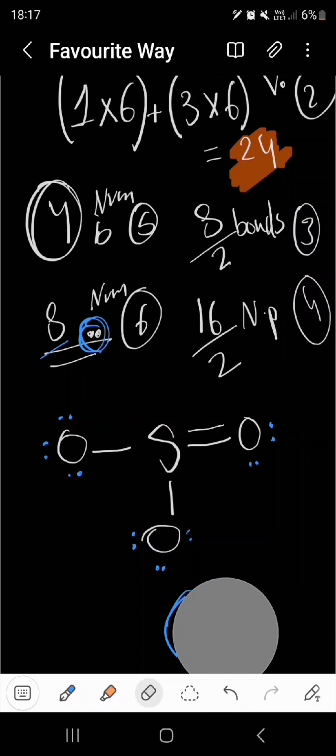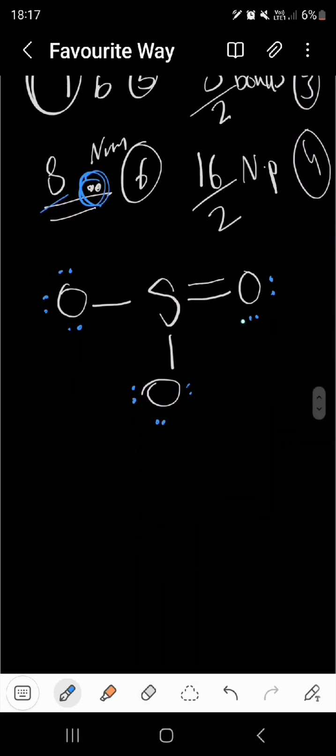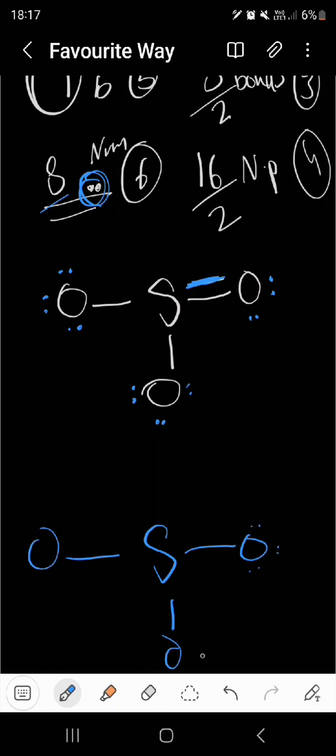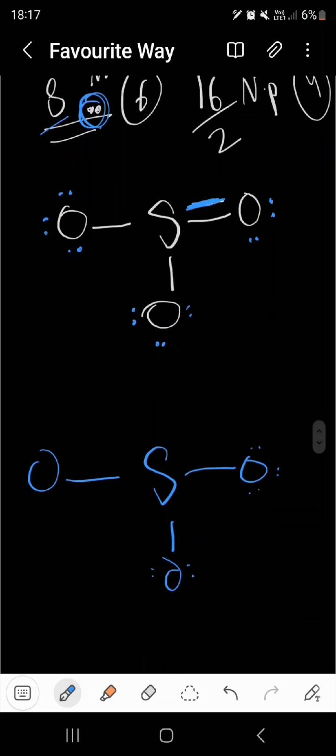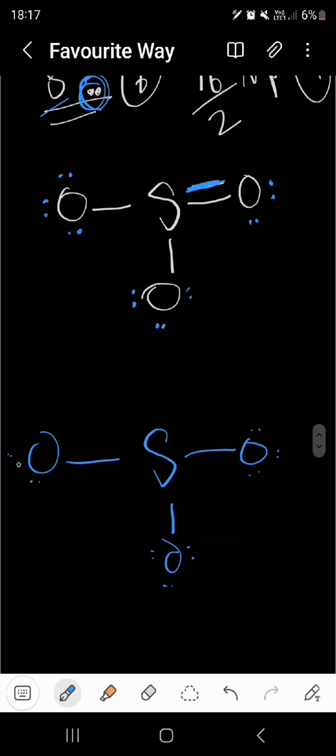Now the new thing here is that instead of writing the bond here or here or here, we are going to write it in this way: S, then O, O, O, with their paired electrons, and then we are going to put dots as if it is resonance.